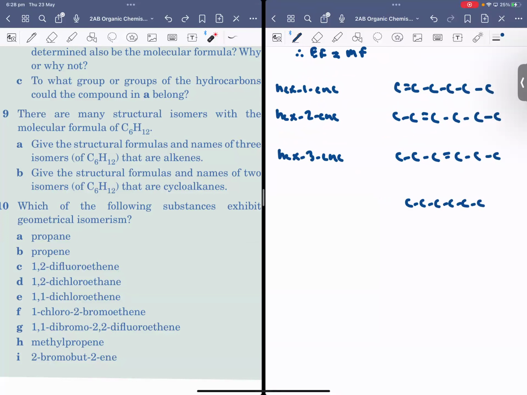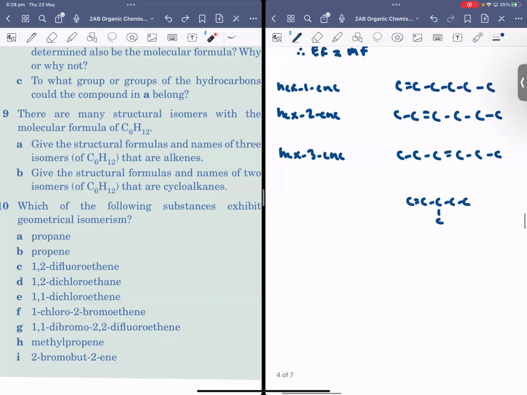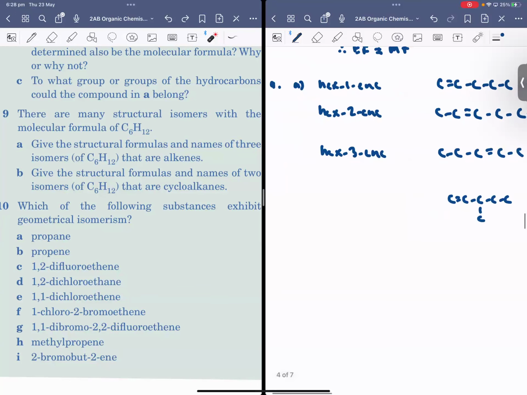One, two, three, four, five, dump one wherever, and then put a C there or something. So could you have had that? So what's that? 3-methyl, could have even had 2-methyl, but 3-methyl, hex, sorry, not hex, pent-1-ene.